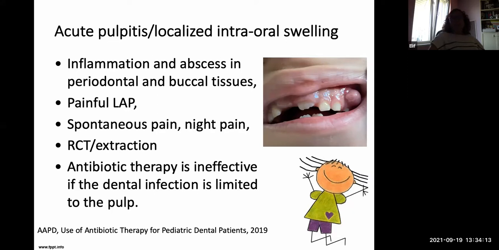Especially, one important thing is that antibiotic therapy is ineffective if the dental pulp is infected. I mean, if the dental infection is limited to the dental pulp, mostly systemic antibiotic therapy would be ineffective in these patients.